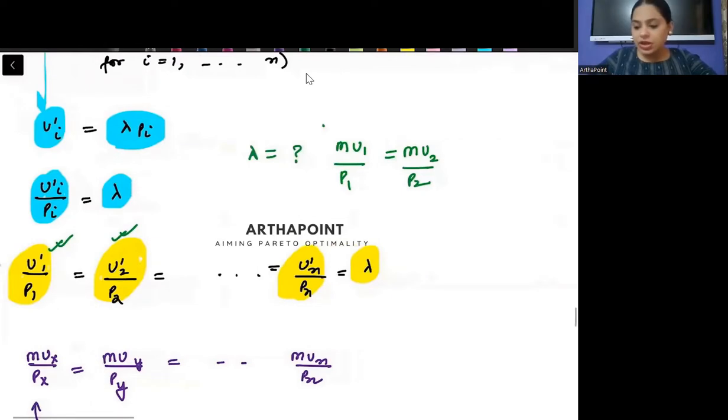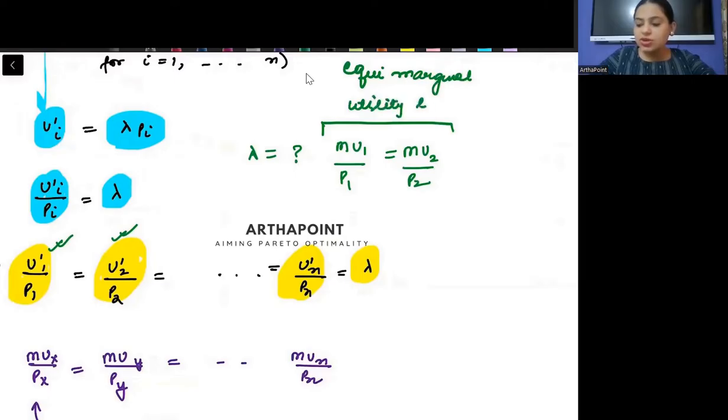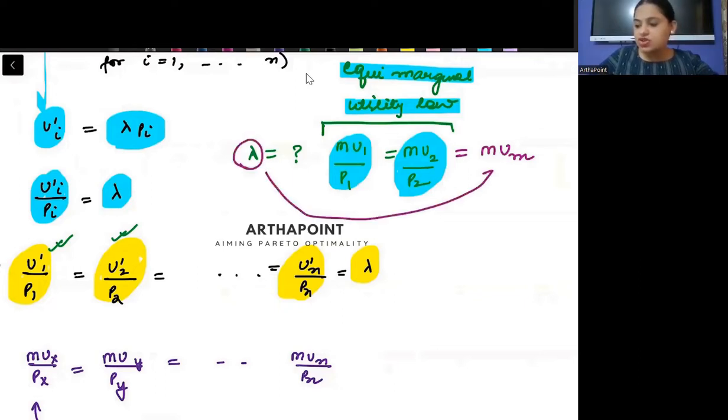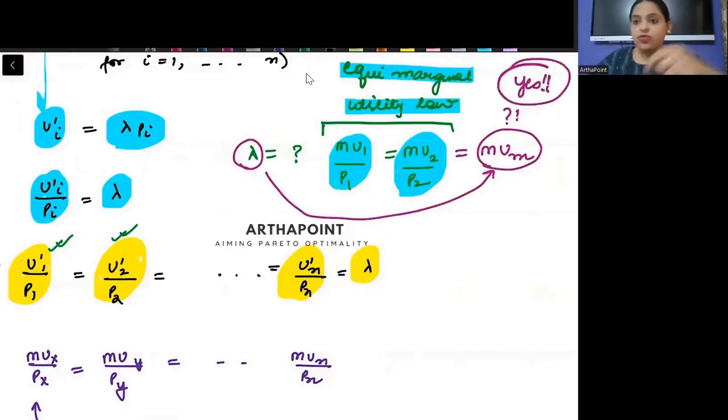Do you remember in economics, we used to study a law which was called equi-marginal utility. What did this law say? The equi-marginal utility law suggests that whenever you find out mux by px, it should be equal to muy by py, and it should be equal to the marginal utility of money. So this lambda, shouldn't this be the marginal utility of money or your income? Yes, it is in fact that, as I will prove in the coming sections.